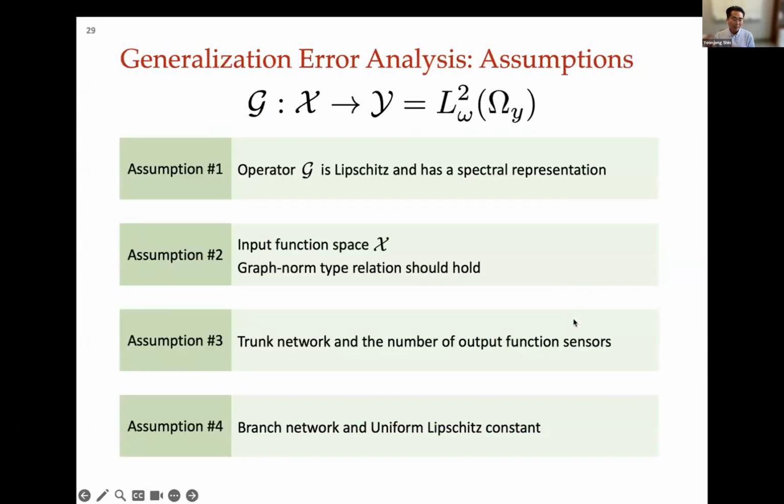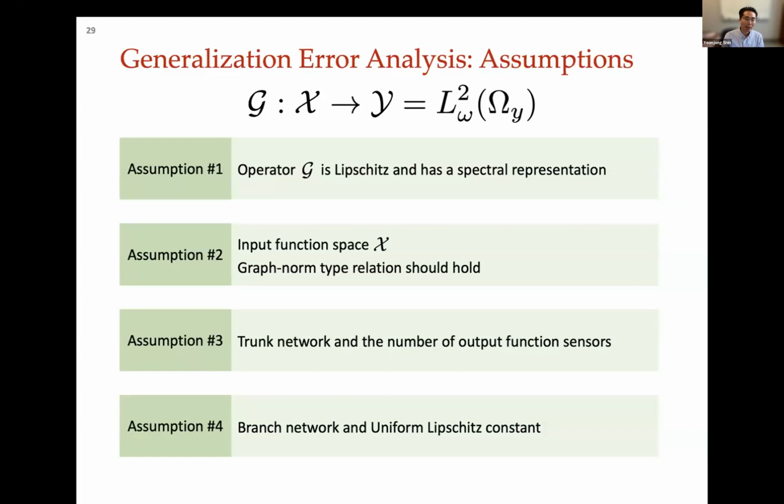And actually, this motivation comes from the generalization analysis we presented. Every analysis also depends highly on what assumptions we make, so our analysis depends on the following four key assumptions. Let me go over them one by one. The first assumption is that the operator of our interest is smooth and has a spectral representation. The spectral representation is one of the key components related to the QR factorization.